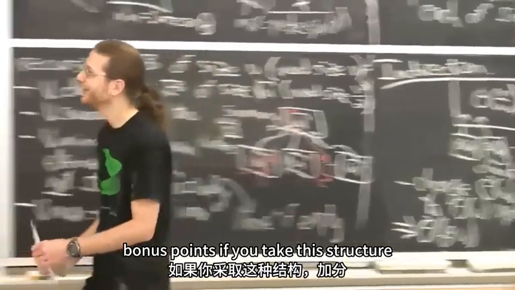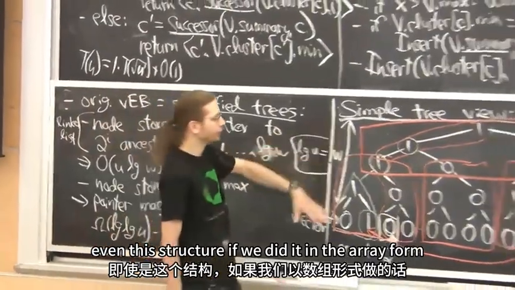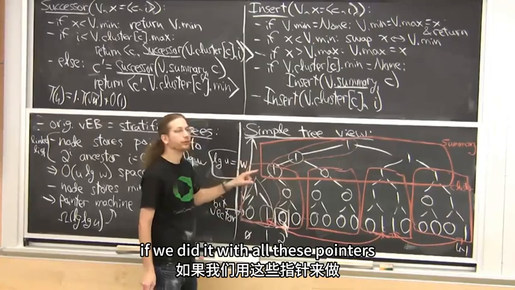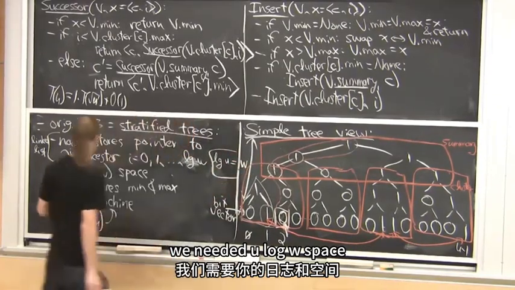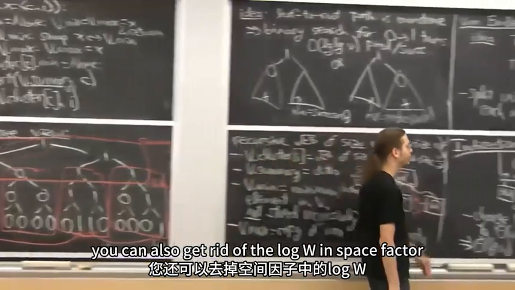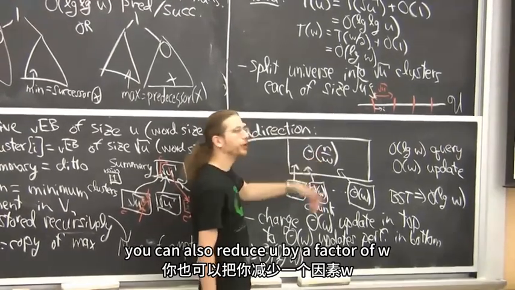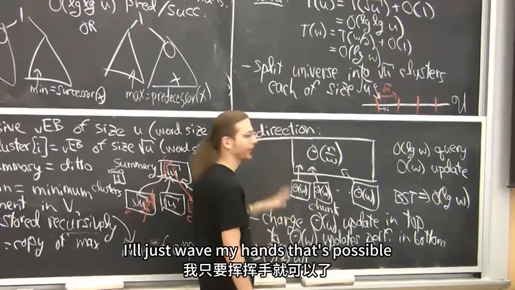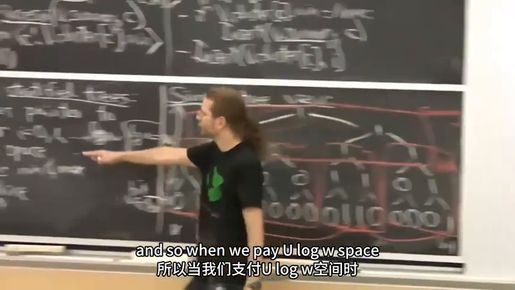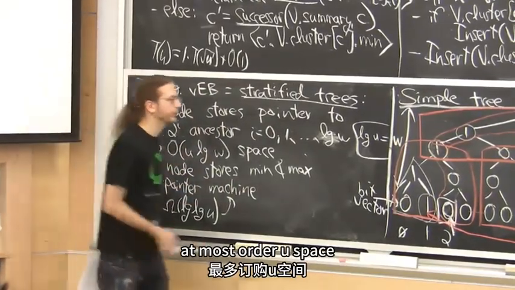Bonus points. If you take this structure, even this structure, if we did it in the array form, great, it was order U space. If we did it with all these pointers and we wanted a pointer machine data structure, we needed U log W space. But this indirection trick, you can also get rid of the log W factor in space. It's a little less obvious, but here we reduced N by a factor of W. You can also reduce U by a factor of W. I'll just wave my hands. That's possible. So U gets a little bit smaller. And so when we pay U log W space, if U got smaller by a factor of W, this basically disappears. So you get at most order U space.